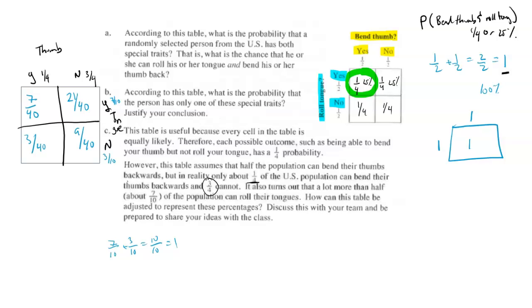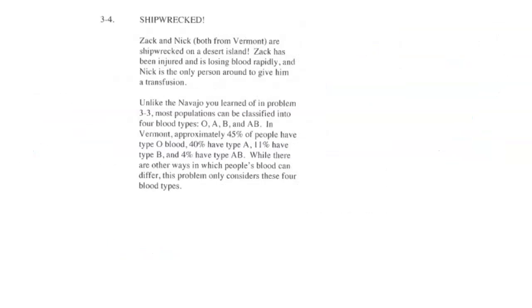Okay, so let's create another one. Let's talk about blood types, and how they can be affected. Zach and Nick are shipwrecked on a desert island. Oh no, Zach has been injured and is losing blood rapidly. Nick is the only person around to give him a transfusion.